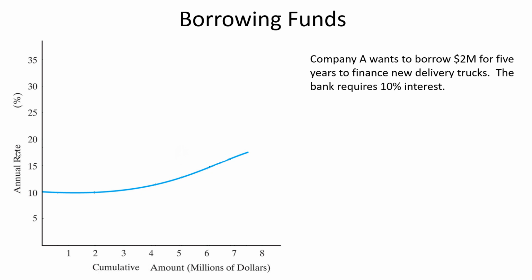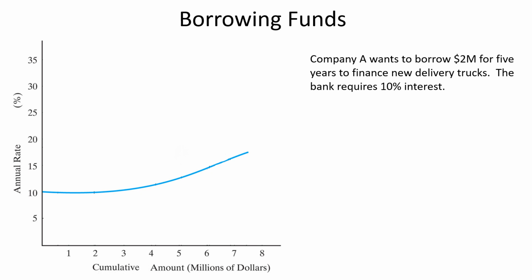So let's just look, for example, at this first instance of what if a company was borrowing $2 million for 5 years to finance some delivery trucks? So if they go to their lender and they want to borrow $2 million, the lender asks a 10% interest rate for the privilege of borrowing that money.